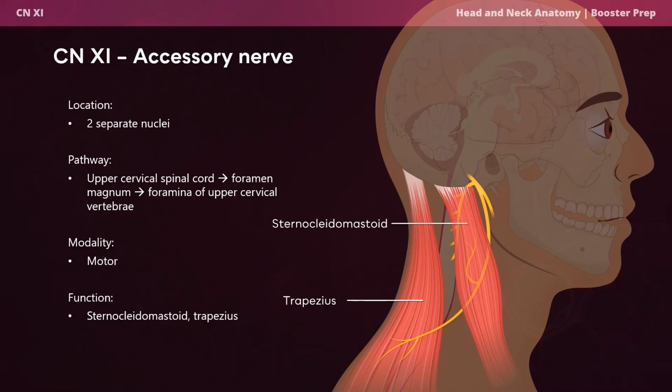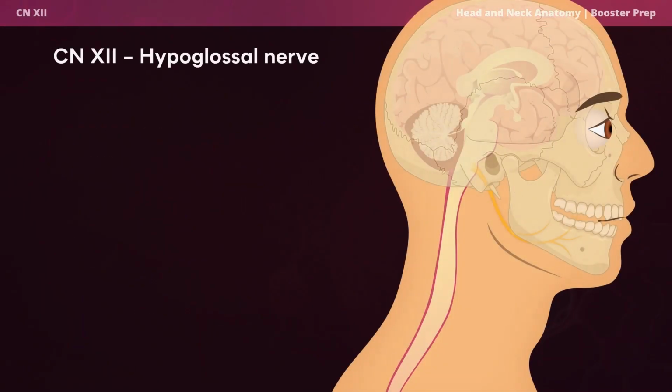The cranial part of the accessory nerve also contributes motor fibers to other muscles involved in swallowing and phonation, along with the vagus nerve. And now we're moving on to the 12th nerve. I know you thought we'd never get there, but we did.